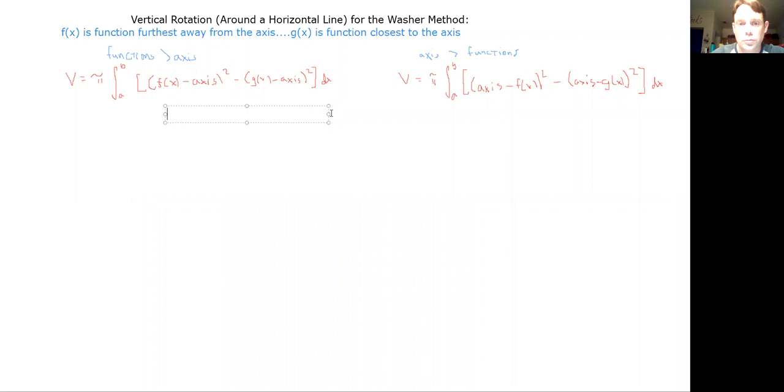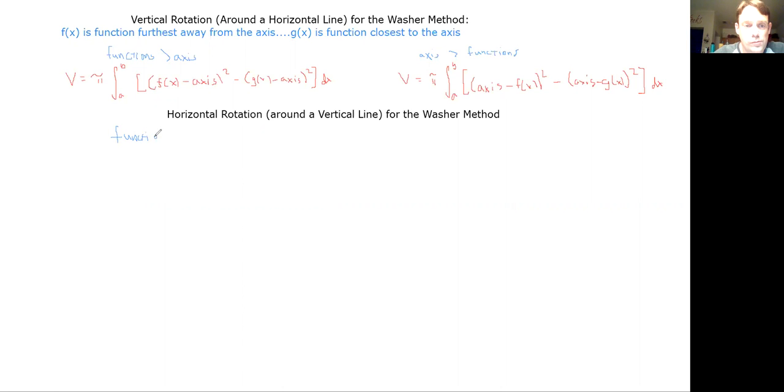And likewise, we also have our horizontal rotation for the washer method. And when we're saying greater than here, in this case, greater than means which one is further right? And then we'll do one problem, and then we will call it a day. Functions greater than axis. Notice the axis doesn't run through the functions. That would be a very bad thing, right? So it's either the bounded region is going to be more right than the axis, or the axis will be further right than the bounded region.